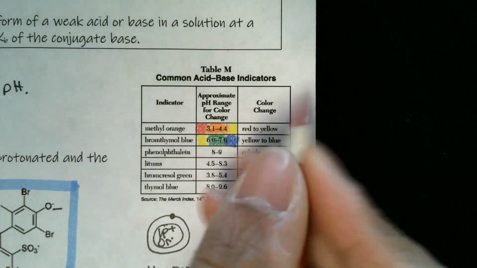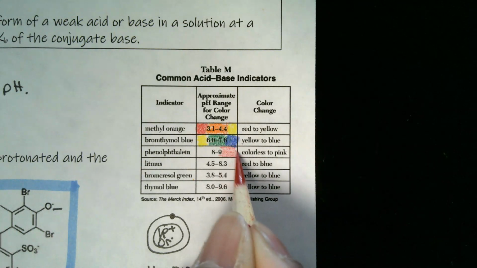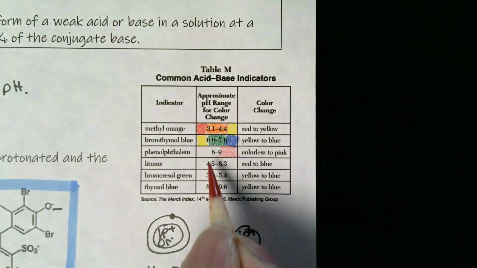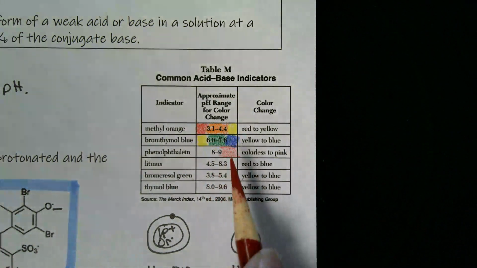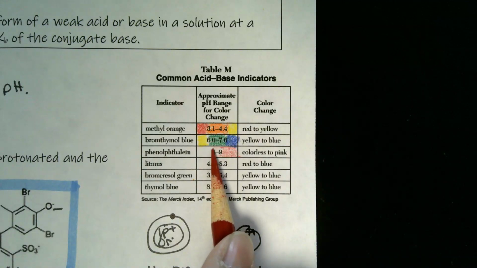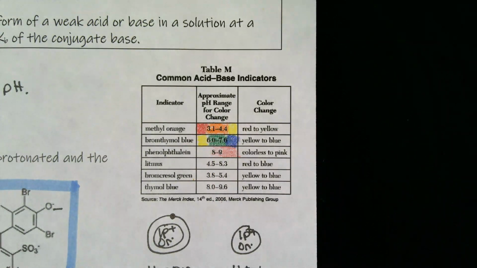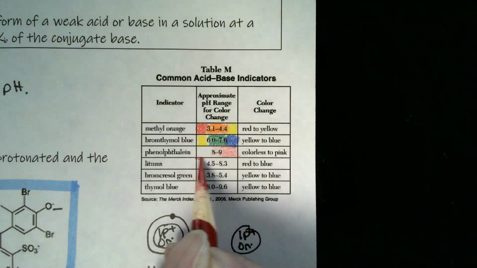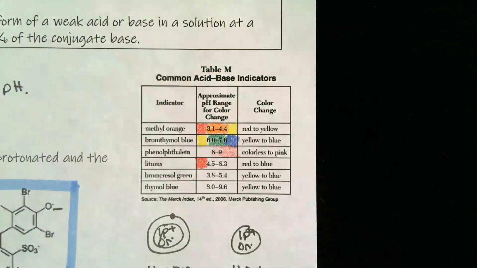Phenolphthalein, above 9, it's pink. So I'll just do a lighter color. And below 9, or sorry, below 8, it's going to be clear. So the in-between is going to be a super, super light shade of pink. We can get that in there. All right, litmus. Below 4.5 is red. Above 8.3 is blue.